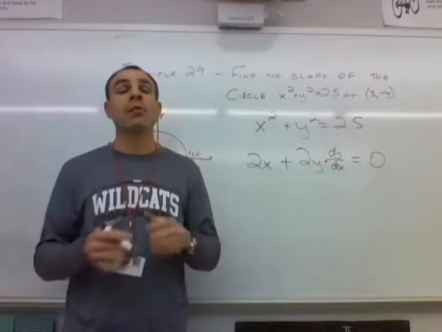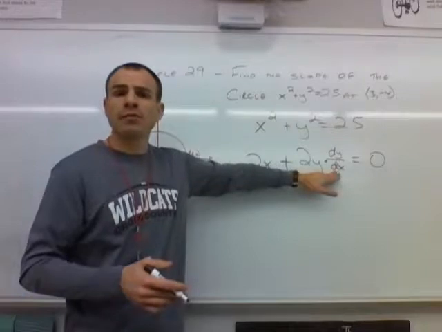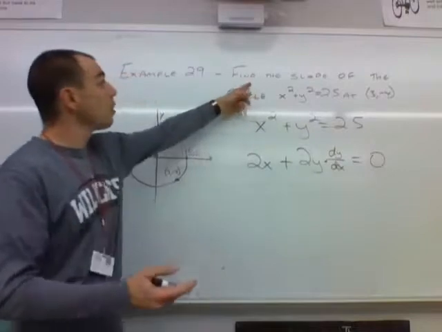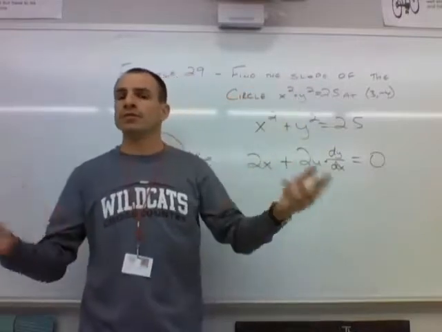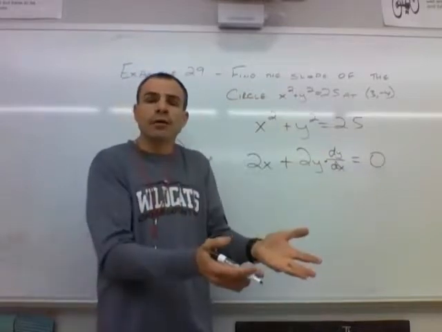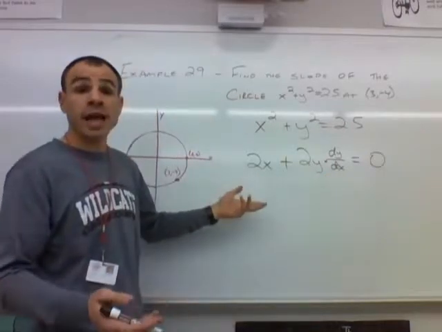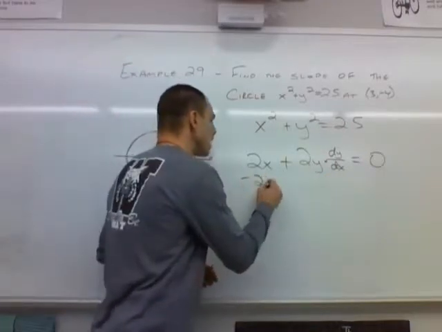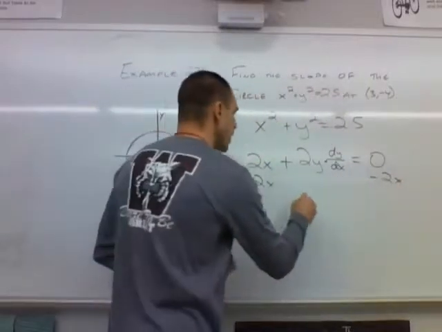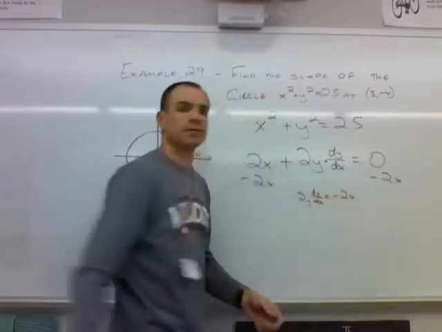Now that we've done that, we want to get all the dy dx terms all by themselves. This is a good thing for us to have a dy dx right here. That means that we have something to solve for. Remember our goal: get the slope of the circle. Well, what's the slope? The derivative. And this term represents the derivative. So we've got to solve for it. How do we solve for it? We've got to get it all by itself. How do we get rid of the 2x? Exactly, we're going to subtract it. So we're going to get the non-dy dx terms over to the other side. That means that we have 2y dy dx is equal to negative 2x.